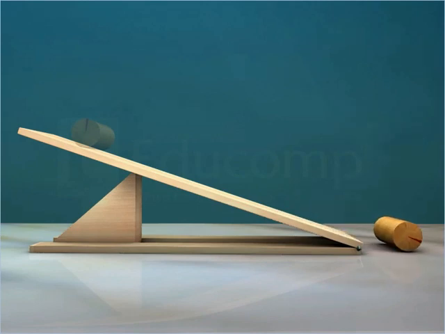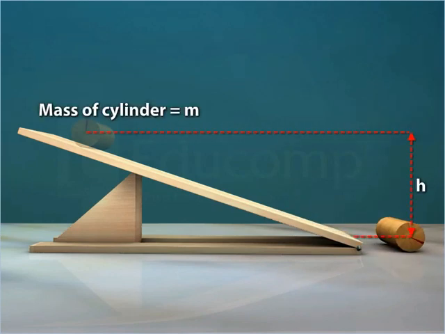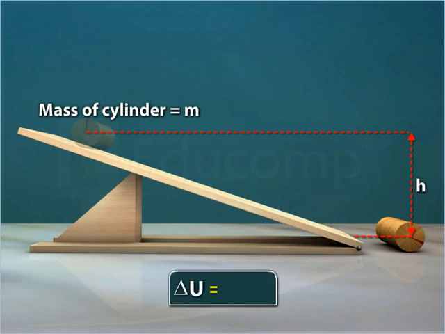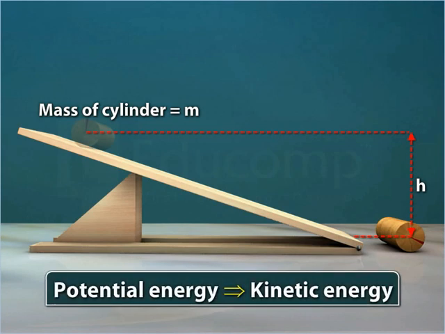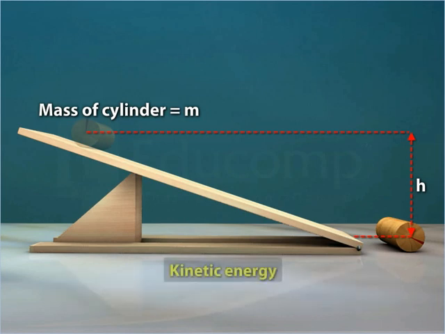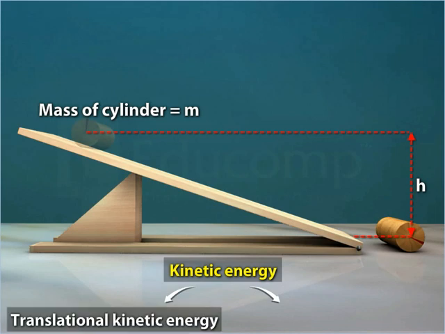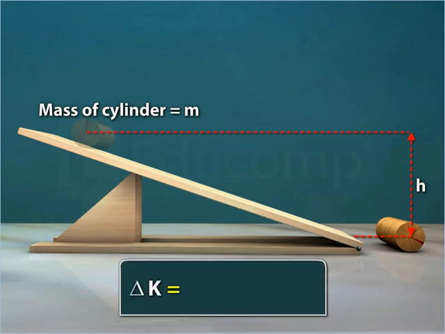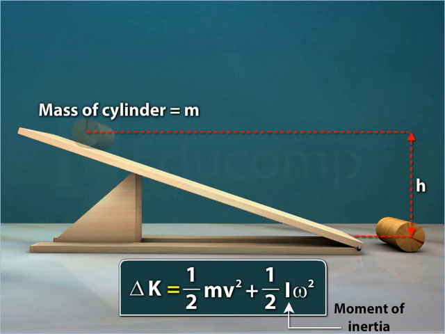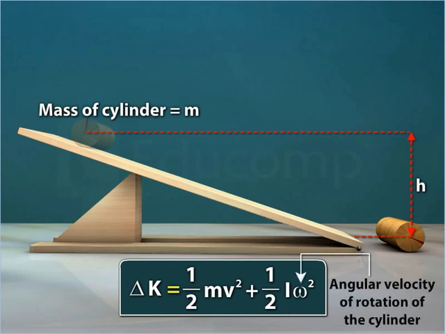Suppose an object descends through a height h as it rolls down an inclined plane. The loss in potential energy, delta U, is equal to mgh. This loss in potential energy gets converted into kinetic energy of the object. However, kinetic energy itself has two forms: translational kinetic energy and rotational kinetic energy. Delta K is equal to half m v square plus half I omega square, where I is the moment of inertia and omega is the angular velocity of rotation of the cylinder.